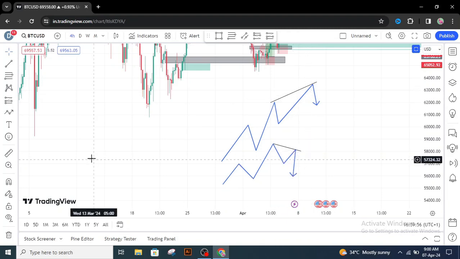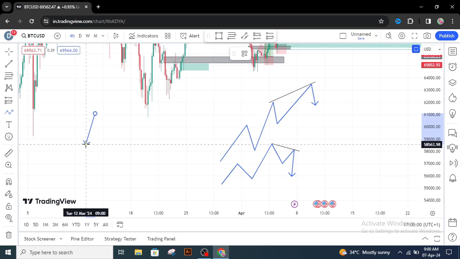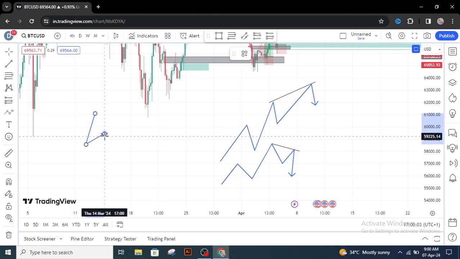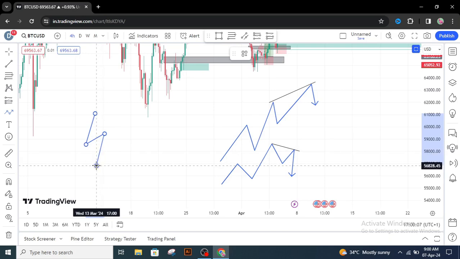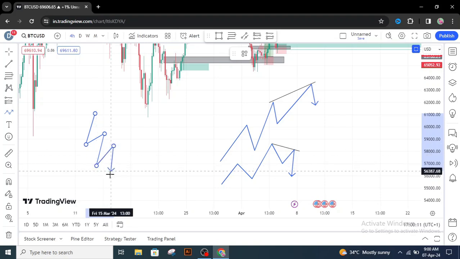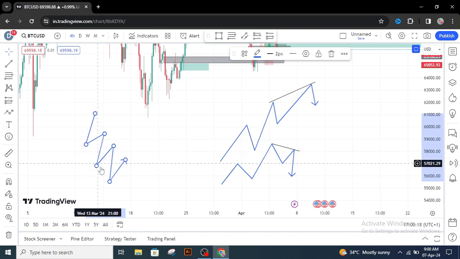Basically, that's it. The same thing applies if it is in a downtrend. Let's say you have lower low, lower high, lower low, lower high, lower high, lower low, lower high, lower low. Now the RSI should also be making the same thing.